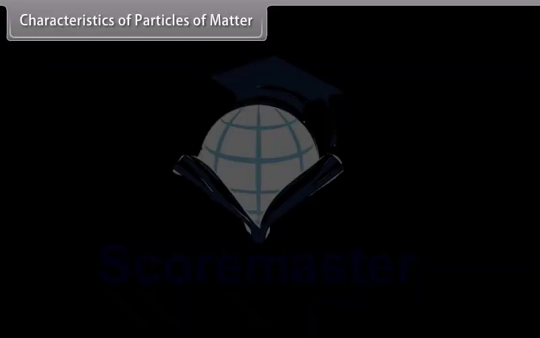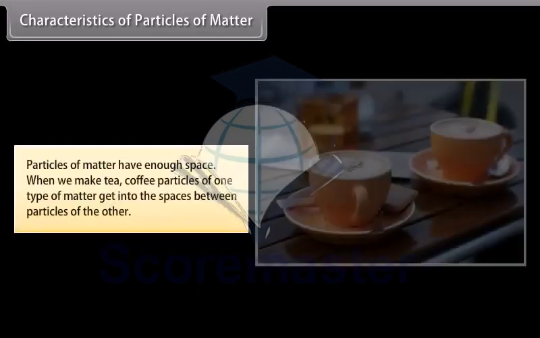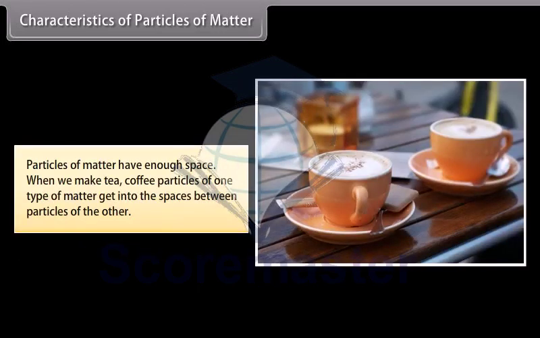Characteristics of particles of matter. Particles of matter have enough space. When we make tea or coffee, particles of one type of matter get into the spaces between particles of the other.